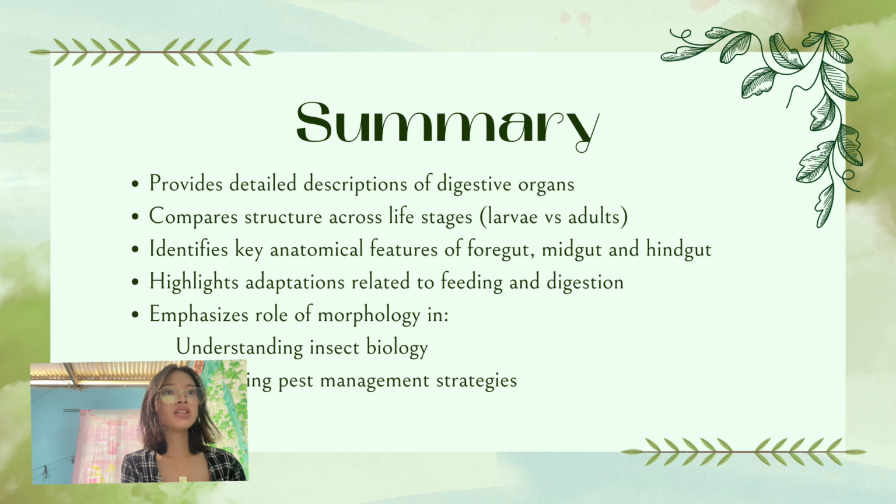So summary, it provides detailed descriptions of digestive organs, compares structure across life stages, larva versus adults, and identifies key anatomical features of the foregut, midgut, and hindgut. It also highlights the adaptations related to feeding and digestion, and emphasizes the role of morphology in understanding insect biology, supporting pest management strategies.